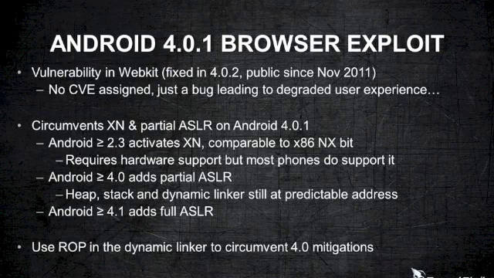And then later in Android 4.1, they added full ASLR, which means the linker is also randomized, and therefore you now need an information leak to identify the location of the linker. So what the exploit basically does is use return-oriented programming in the dynamic linker to circumvent all these mitigations and still execute code on the Android phone.